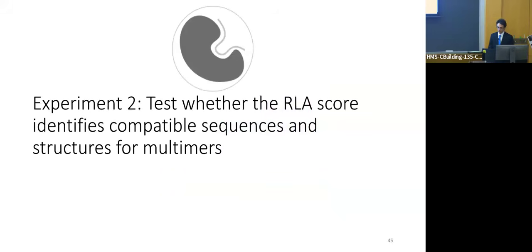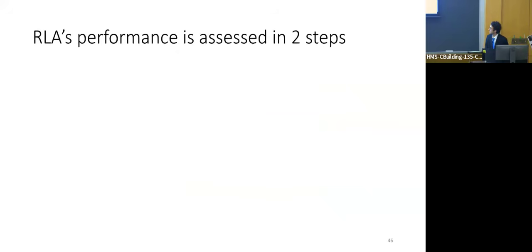Okay, so the next experiments will be on multimers. We basically want to take the same underlying test of a bunch of decoy structures, and we want to see how well RLA can do at identifying good ones from bad ones. So what does that look like?